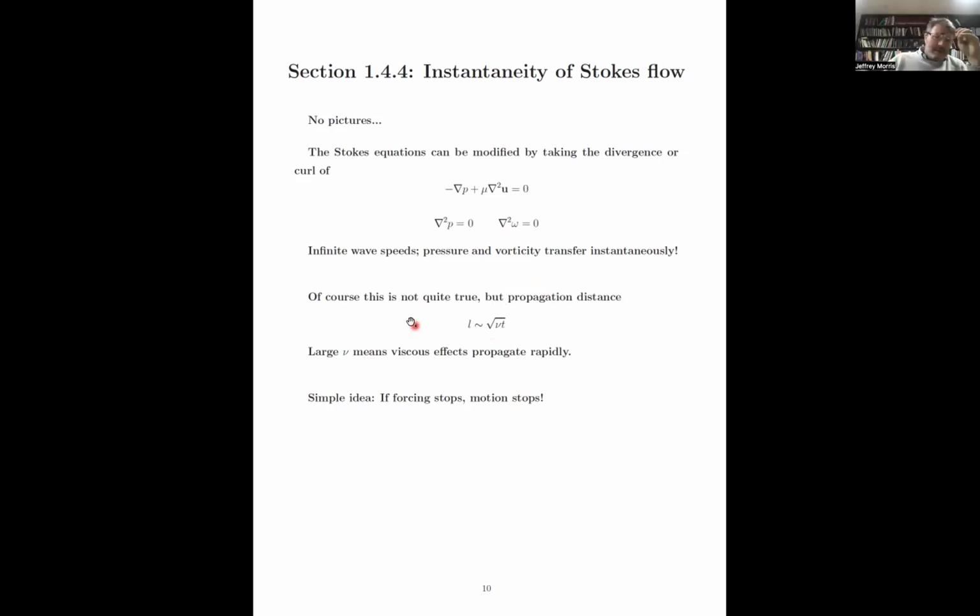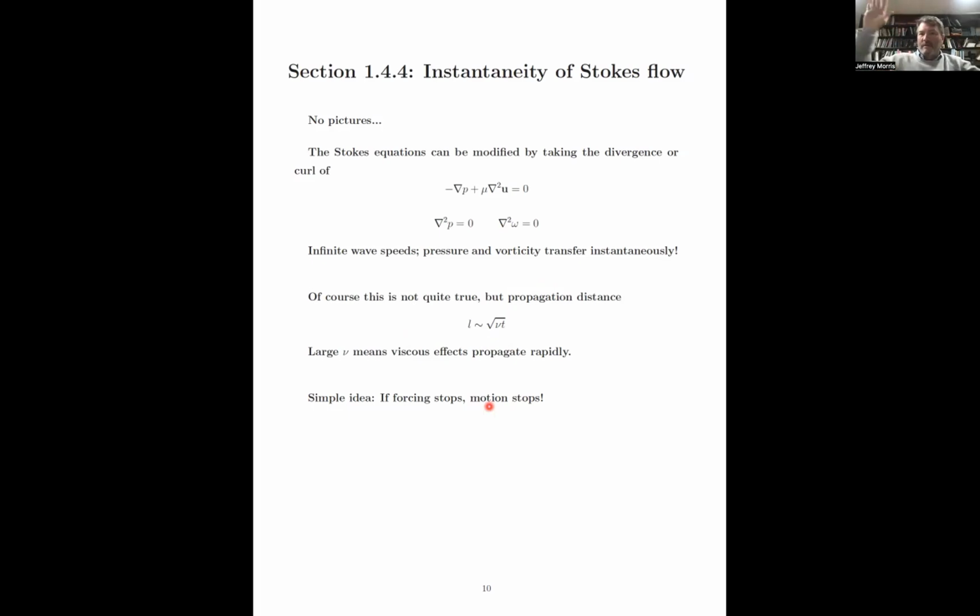All right, so the simple physics idea here is this: if I have a particle which is moving through the fluid, it's causing a flow field that's felt at long range, and we'll see how long range. But if I stop forcing it, so if I magically can turn off the force, all the motion stops instantaneously.